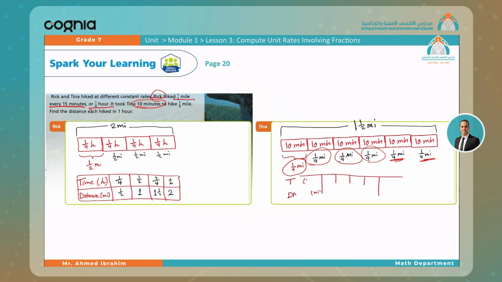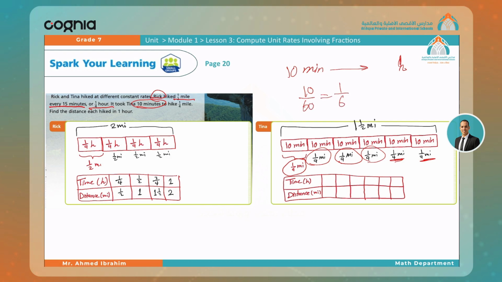Let's see this in a table. So we'll draw a table also, time in hours and distance in miles. Okay, guys, what is 10 minutes in hours? So 10 minutes represents how many hours? We know that the hour is 60 minutes. So 10 minutes is like 10 over 60, which we can say is 1/6. So the 10 minutes is 1/6 of an hour.